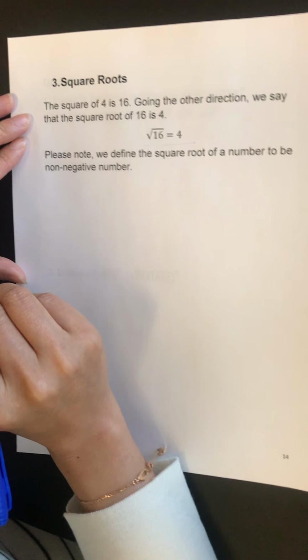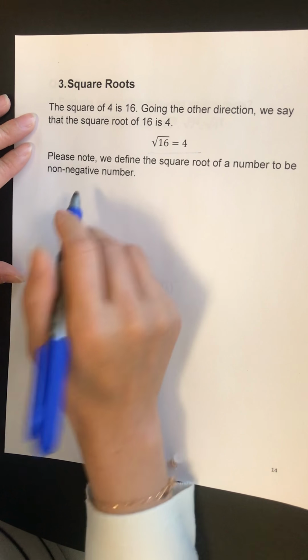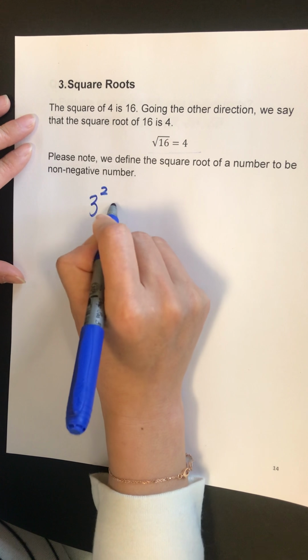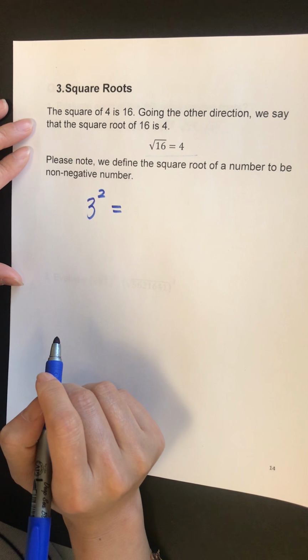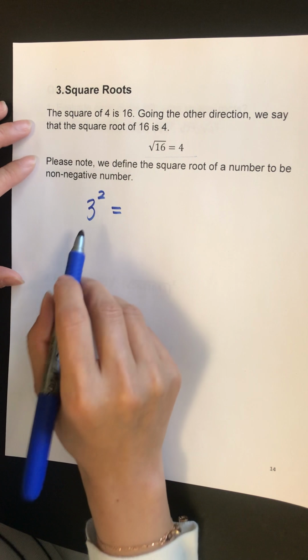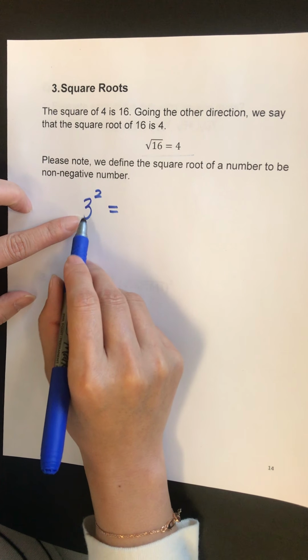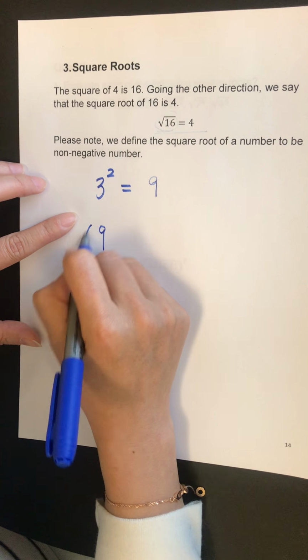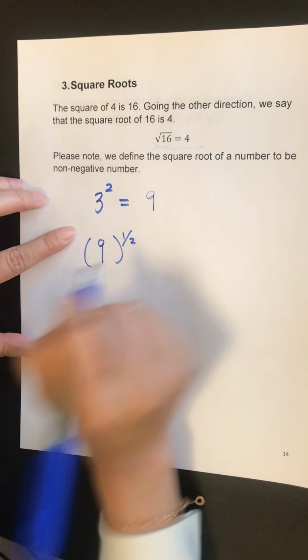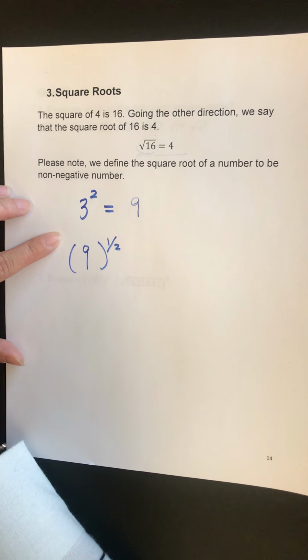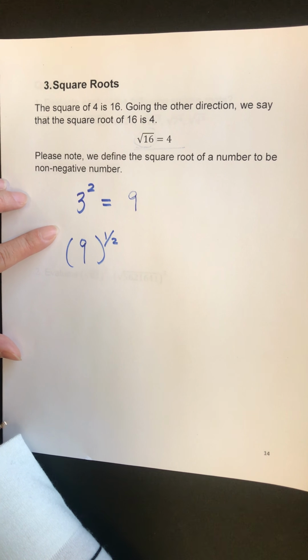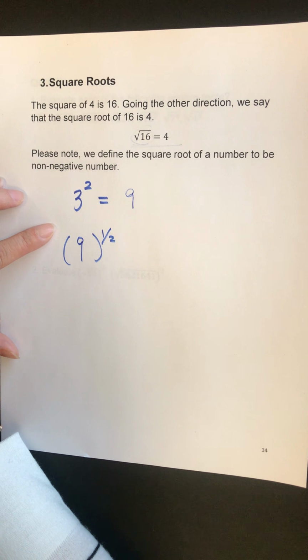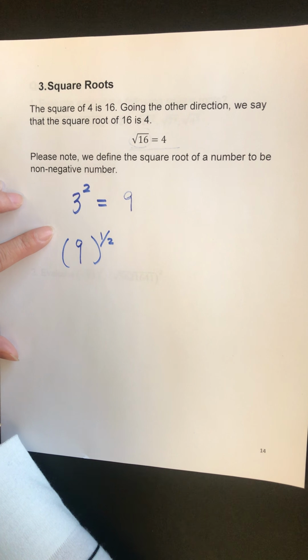So we want to explain this a little bit. For example, we have a form in exponent. We all know this, right? 3 squared is 9. And what is a square root? Square root is actually 9 to the exponent of 1/2. So this is basically what a square root is.